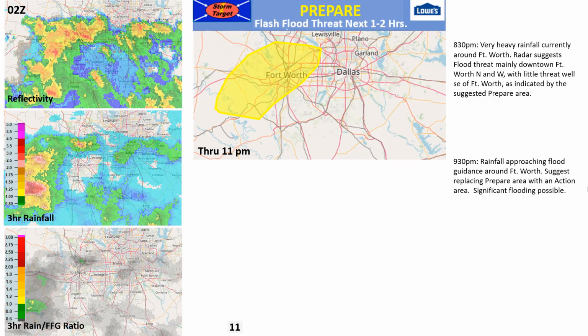Through 2Z or 9 p.m. local time, radar showed very slow-moving storms with heavy rain over and west of the Fort Worth area. Rainfall estimates have not exceeded half of flood guidance, as indicated in the lower left image, but the chat message suggests a prepare area for the next 1 to 2 hours for this area, given the potential for continued heavy rain that could total above guidance during this period.